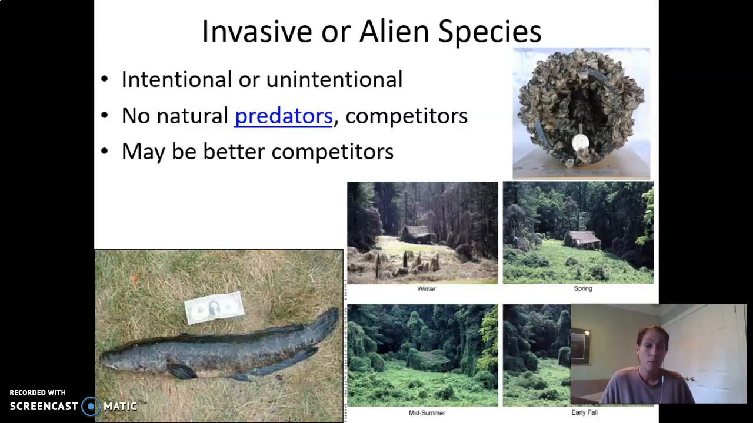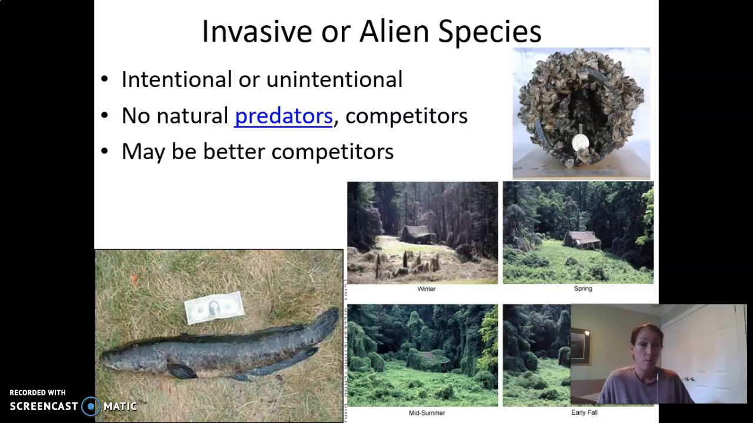So the key thing about introduced species: if it's an alien species, it may not be causing harm, but if we refer to it as an invasive species, then we are implying that it is causing harm in that area and outcompeting some natural species.